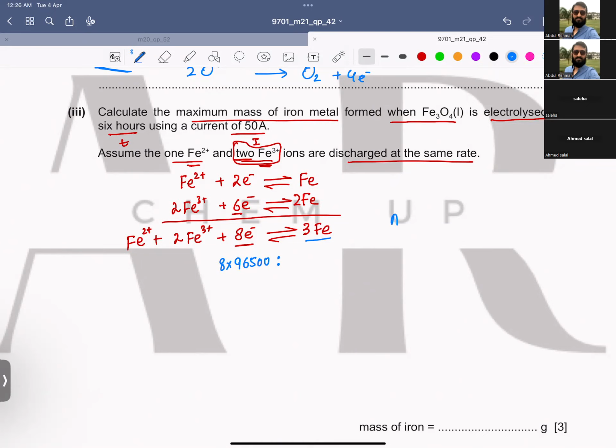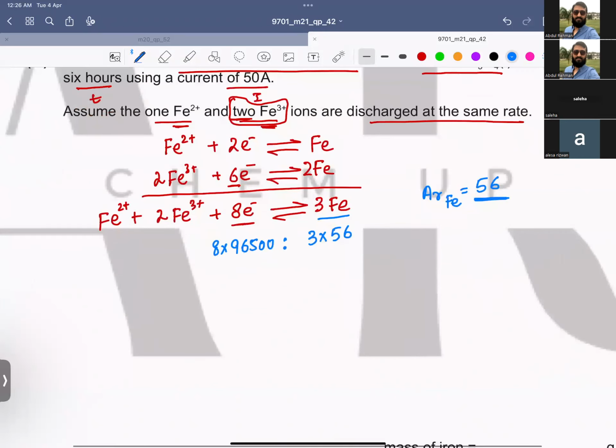And we know that if you look in the periodic table, the Ar of iron is 56. Can anybody check and tell me, is this right or wrong? Sir, it's correct. Okay, so it's 3 times 56. That is the ratio that I have made from the equation: 8 times 96500 coulombs is used to obtain 3 times 56 grams of iron. Is this understandable?